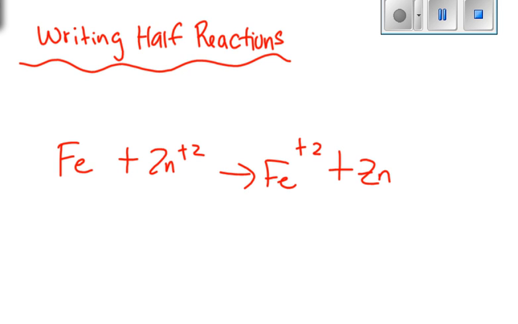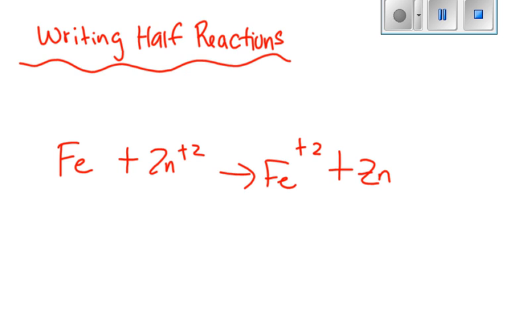Okay, this is Redox video number 3. We're going to talk about how to write half reactions. So just like we did in the last video, first thing you have to do before we could figure out anything is we want to identify what species is oxidized and which one is reduced. So first step would be to assign oxidation numbers.